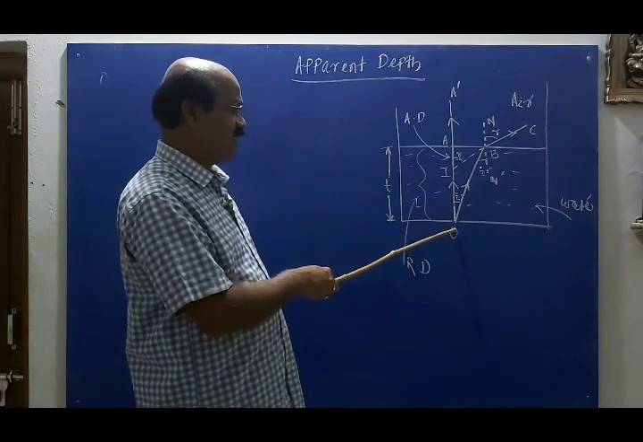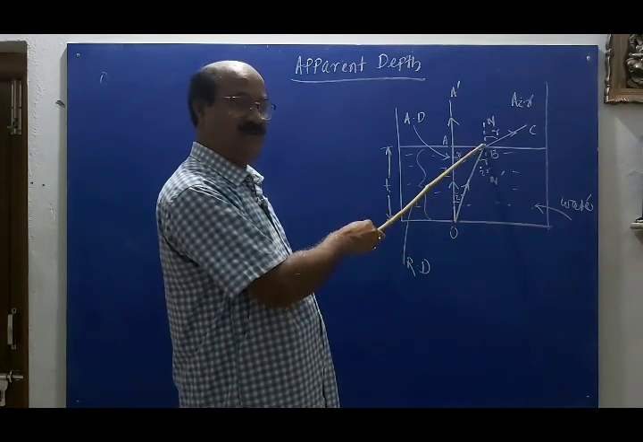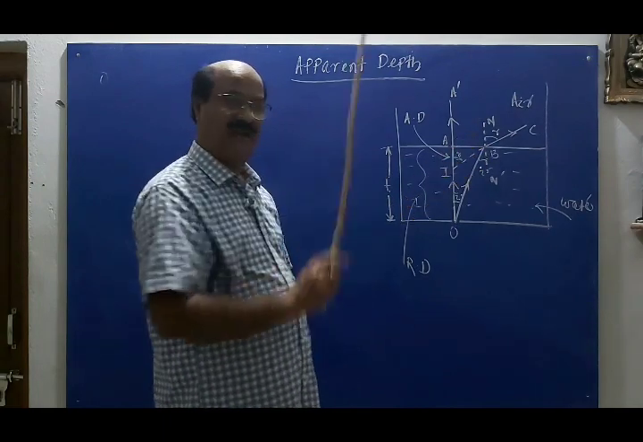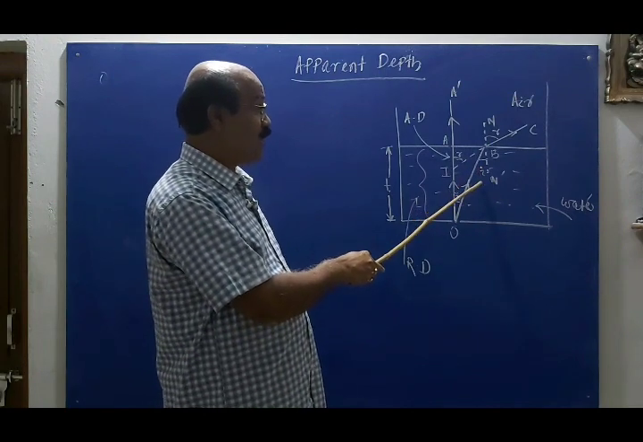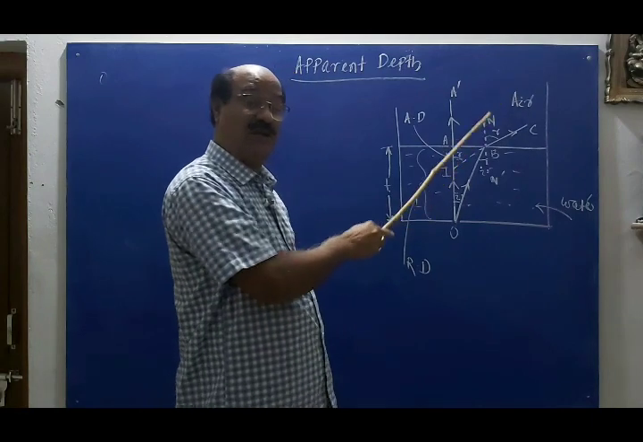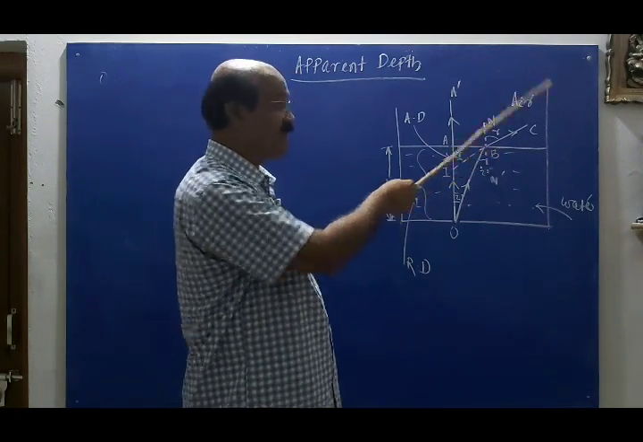Another ray of light OB is incident at the point B at an angle of incidence i to the normal. Since your ray of light is traveling from water to air, means denser to rarer medium, it will bend away from the normal. So it bends away from the normal along BC.